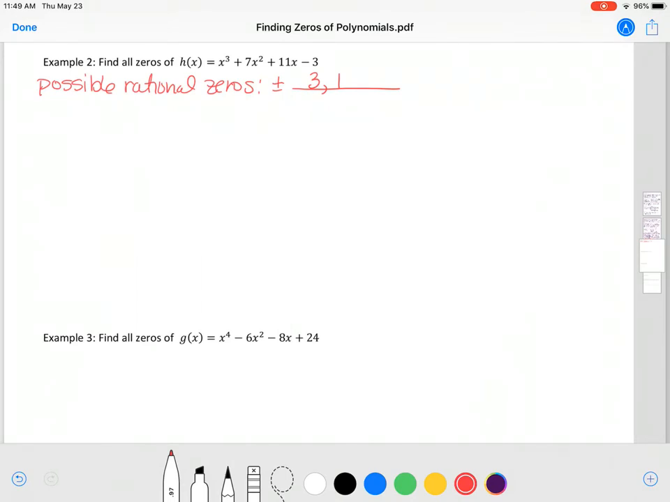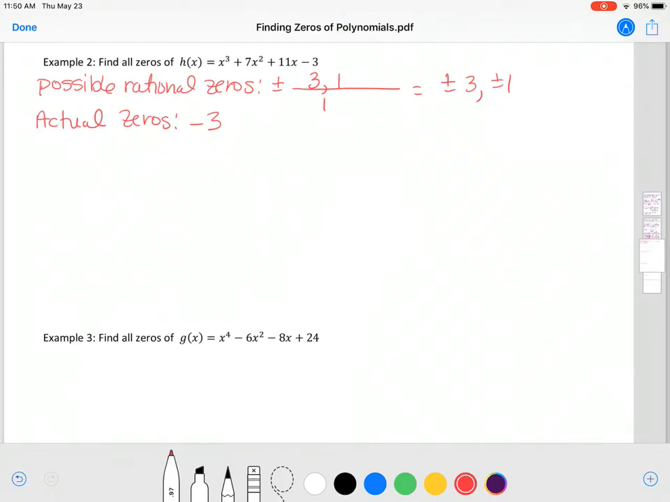And then my leading coefficient is 1. So my possible factors of the leading coefficient is 1. Now when I list out all my possibilities, I have plus or minus 3 over 1 or 1 over 1, which would just give me plus or minus 3 and plus or minus 1 to check. Okay, so I have 4 to check. When I plug those in and see which ones actually give me 0, I'm going to find out that negative 3 is a 0. When I plug in negative 3, I'm going to get out 0 for my corresponding y value.